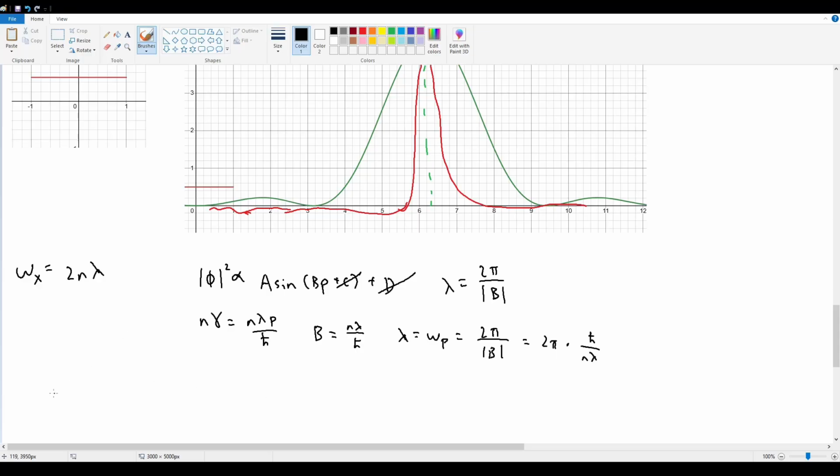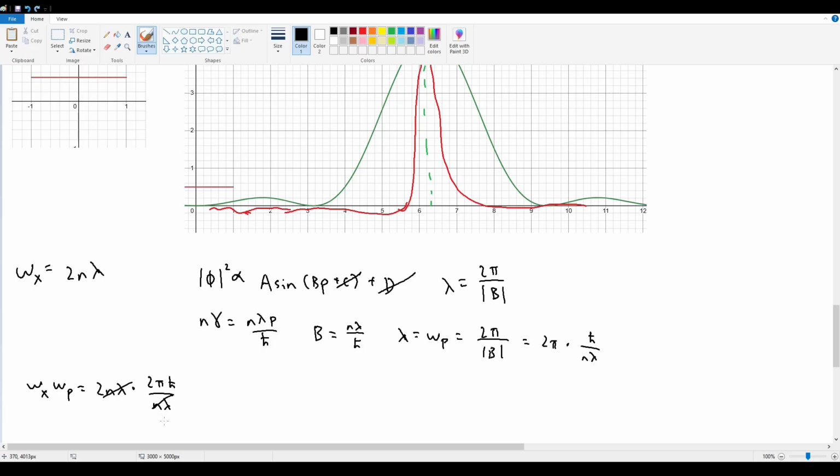So that means that wx times wp is equal to 2n lambda multiplied by 2 pi h bar over n lambda, in which case the n lambdas cancel. That's not what it's supposed to be. wp equals 2 pi h bar over n lambda. Oh, yeah, it is. Okay.